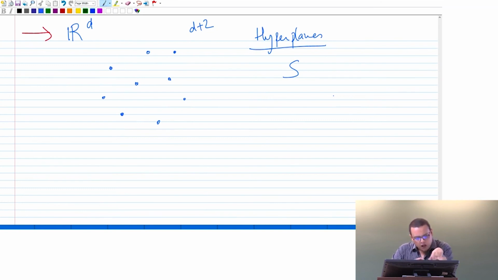Now, if I have D plus 2 points, can I split this set in RD? Can I generate all subsets of S by hyperplanes of RD? Here we will use Radon's theorem. Should be possible.